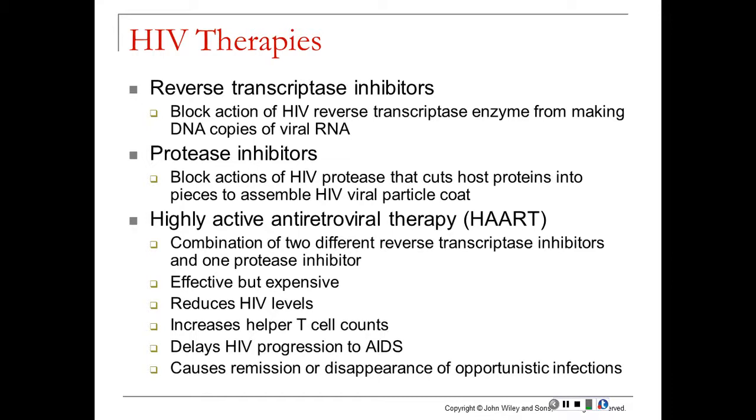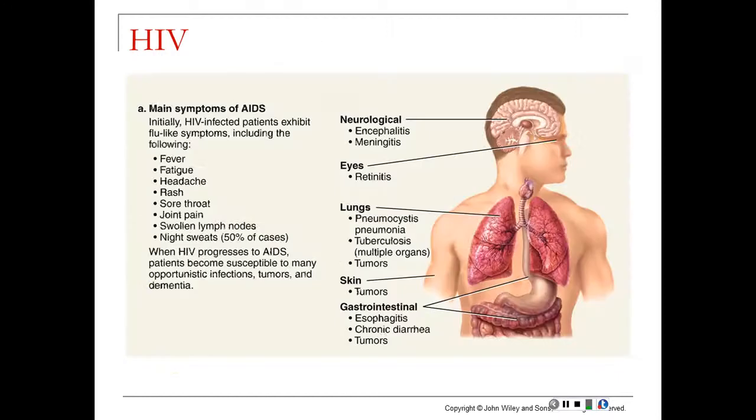It's ultimately going to reduce the number of HIV viruses in your body. It's going to increase the number of helper T cells. It's going to delay the progression into AIDS. It may cause remission or the disappearance of opportunistic infections. This diagram here goes through the main symptoms of AIDS, including fatigue, headache, rash, sore throat, and joint pain.